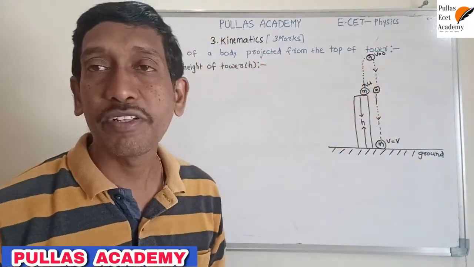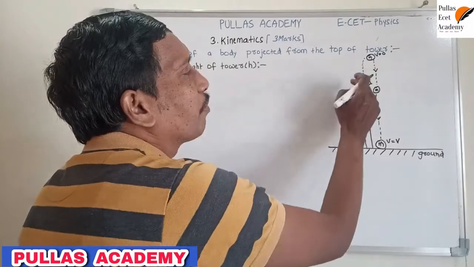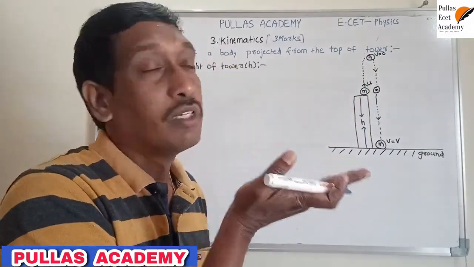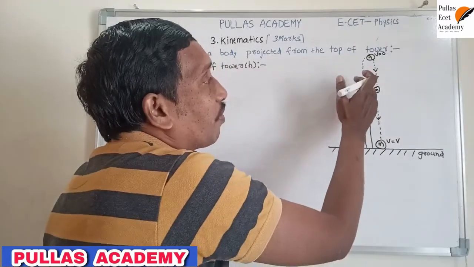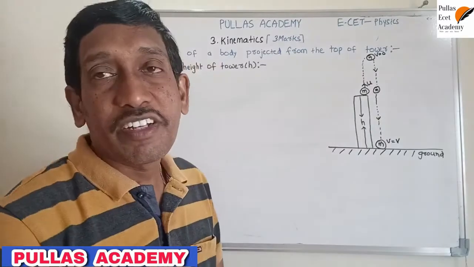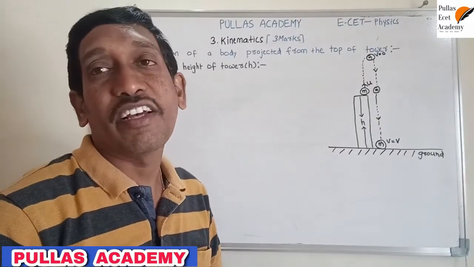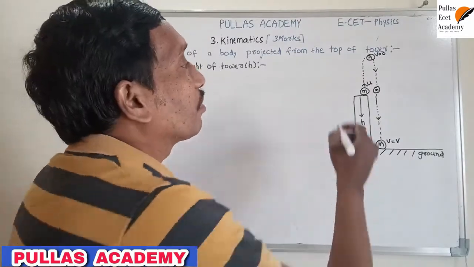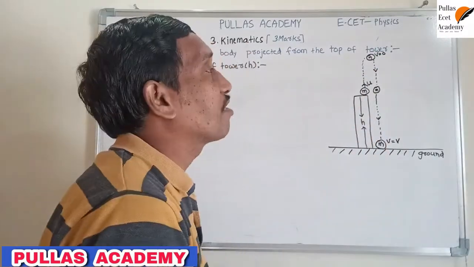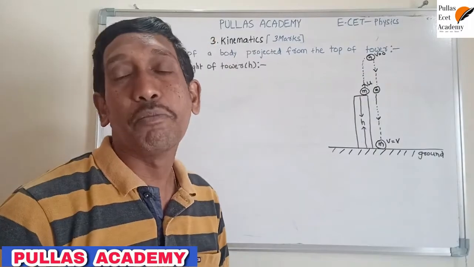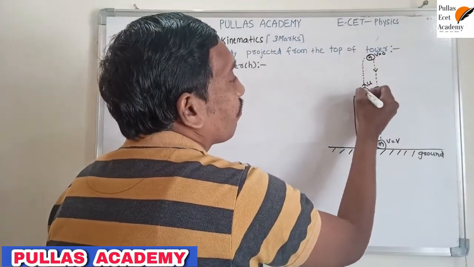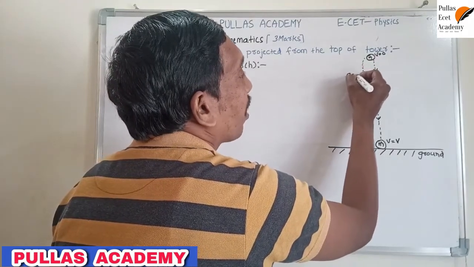In this way you have to consider one more point. When you project this body, it moves away from the ground, so the velocity gradually decreases. When the velocity gradually decreases, it has a negative acceleration. This acceleration is acquired by the body due to the gravitational force, which is always similar to the acceleration due to gravity. That's why we have to consider a equal to minus g for this body.